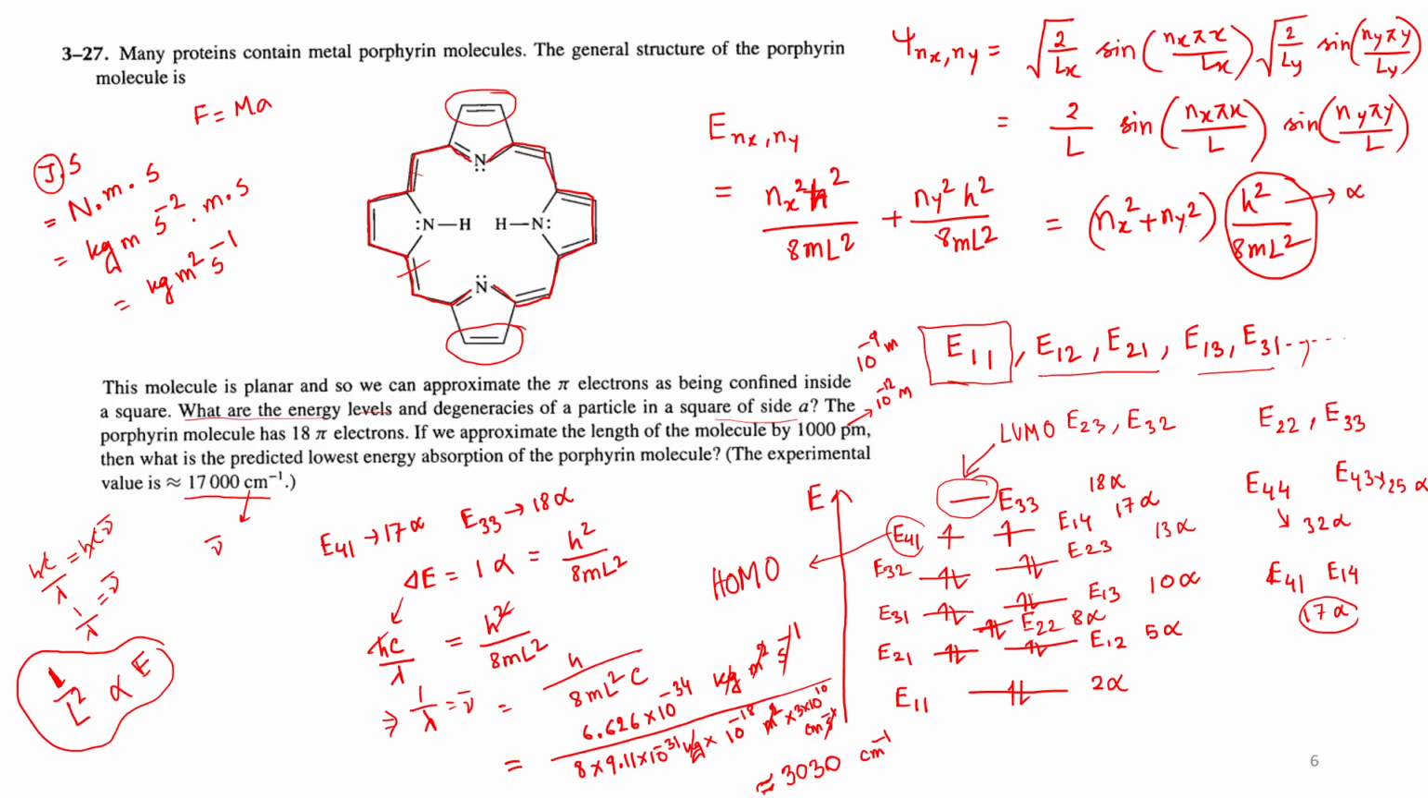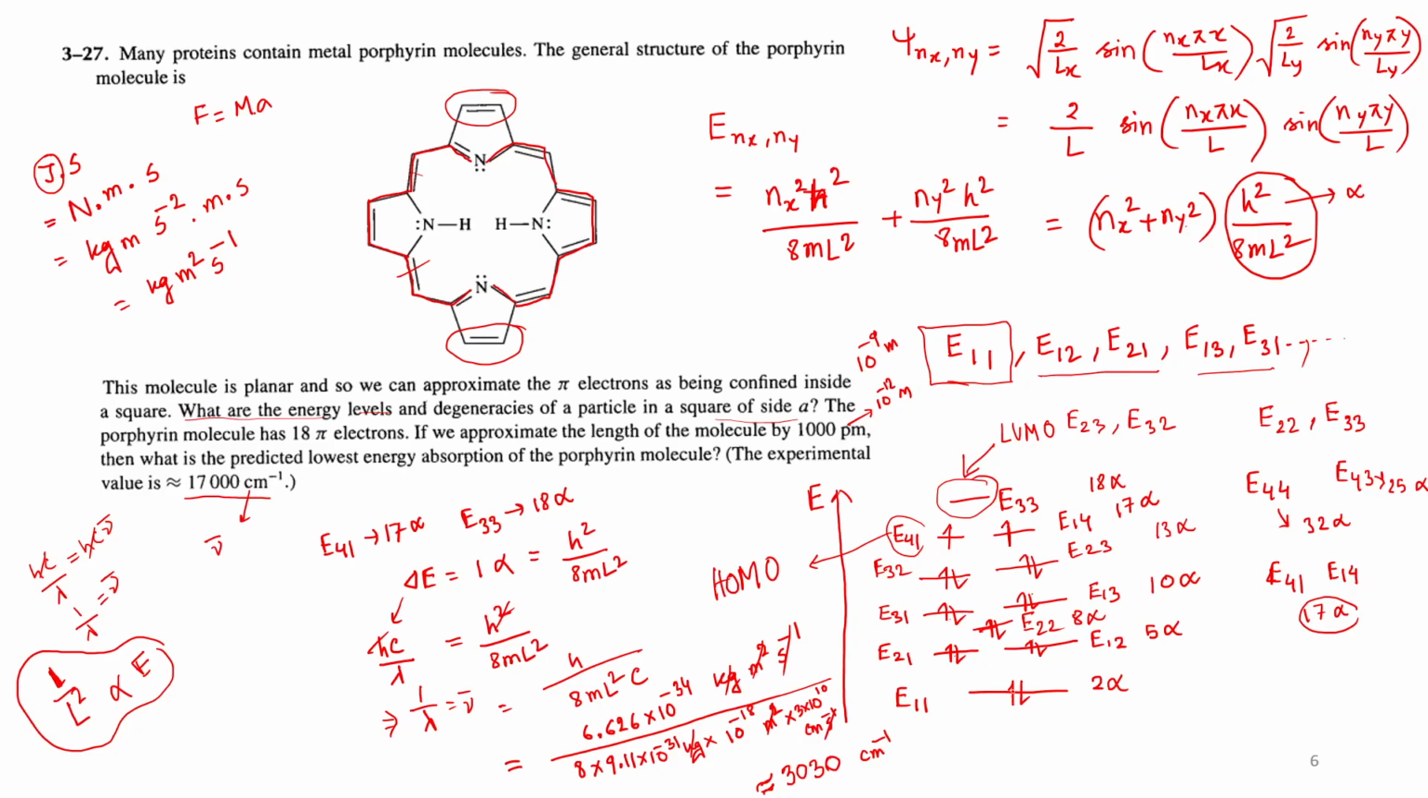And here, for this kind of problem, this porphyrin molecule has these 18 electrons in the plane, but the other pi electrons are not in the plane. That is why the experimental value is 17,000 centimeter inverse. But if anyone considers this as a 2D box, then the value comes as 3030 centimeter inverse. You can always go back and check whether our energy levels are correct, but I think these are pretty much correct, because as you can see, we are giving the values here: 2 alpha, 5 alpha, 10 alpha. We have calculated that.